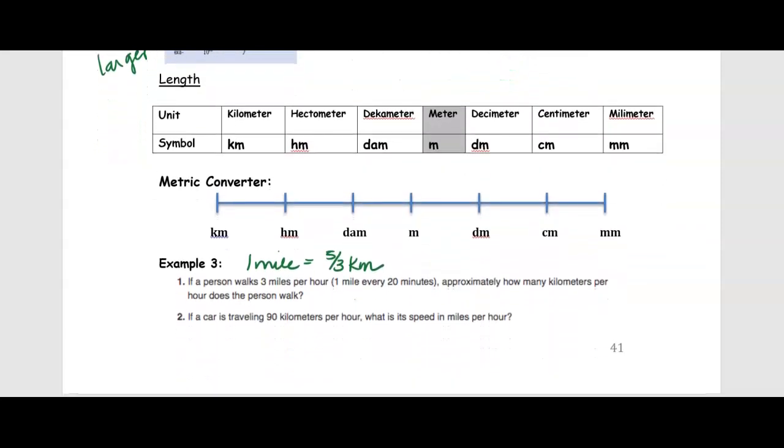Going to come down here. So it says if a person walks 3 miles an hour, approximately how many kilometers per hour does the person walk? So I'm going to do this in a different way than I did the previous examples because I want to show you how to use what's called dimensional analysis.